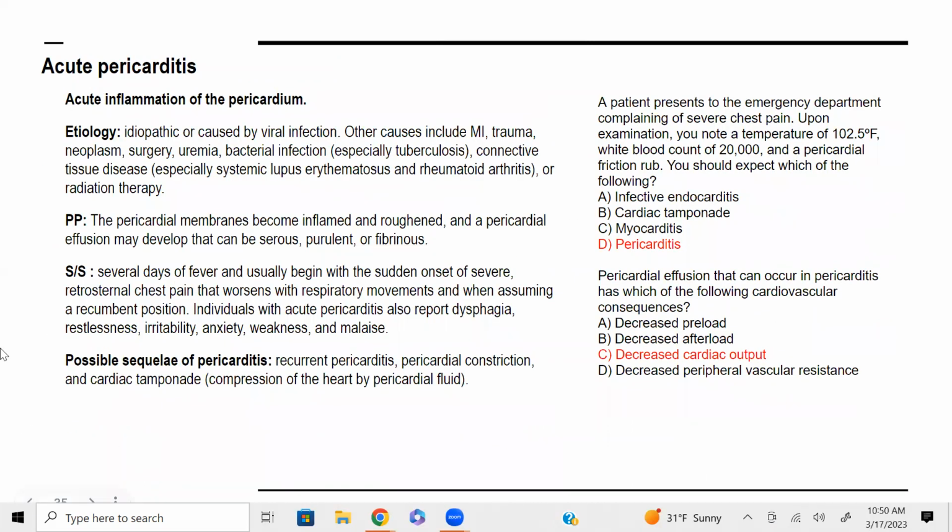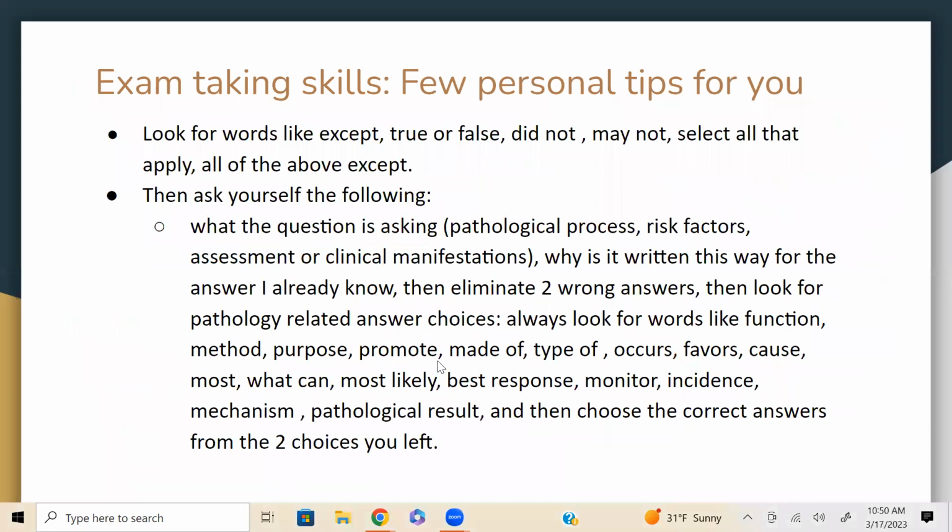Pericarditis is seen also on boards. The sequelae of pericarditis is the one that students miss. So study that and the pathophysiology, of course. Here are two sample questions on acute pericarditis.